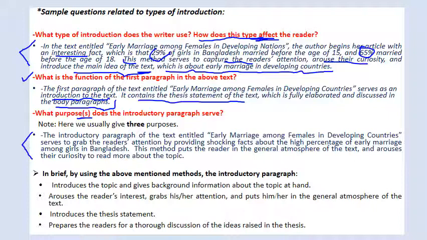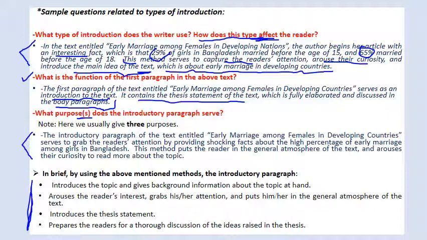This method puts the reader in the general atmosphere of the text and arouses their curiosity to read more about the topic. Here I wrote 3 purposes, and I wrote how she managed to do that for the readers by presenting a shocking fact or statistic. So in brief, those are the purposes behind any type of introduction.